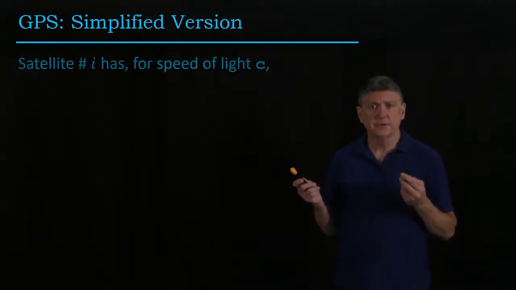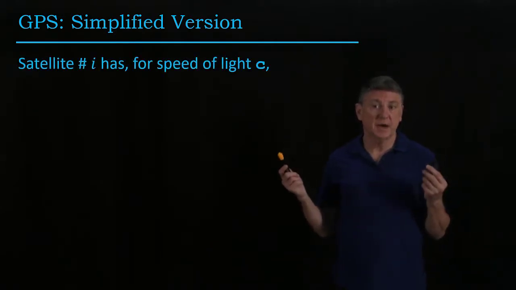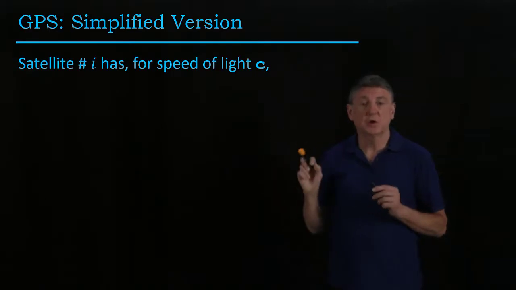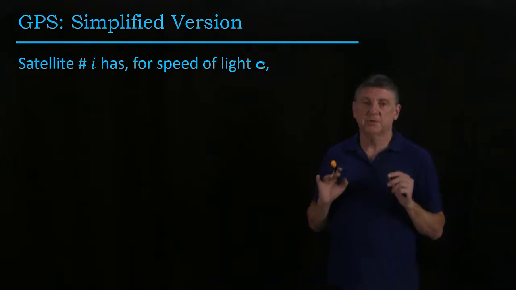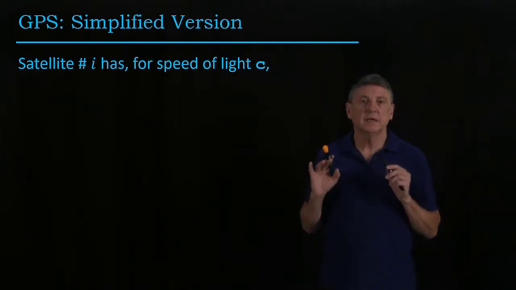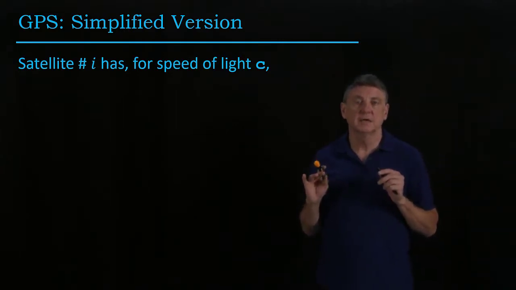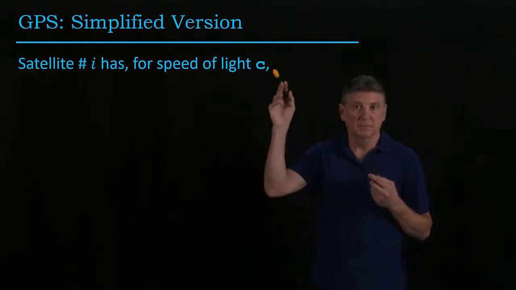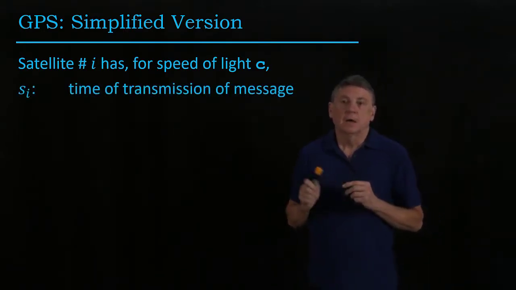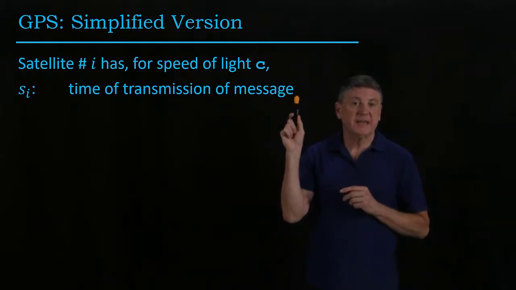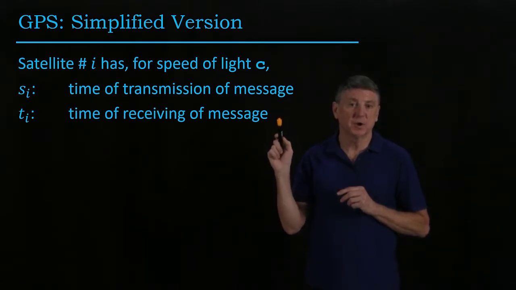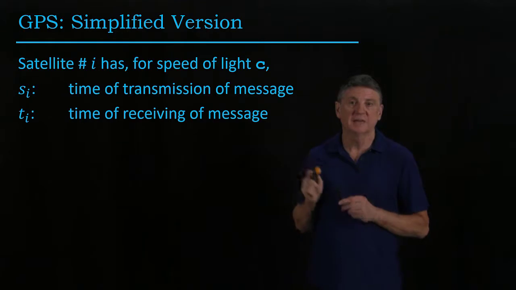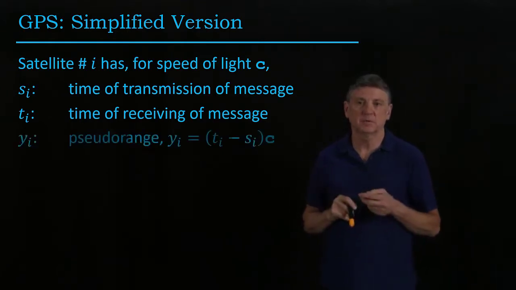So our simplified version of the GPS is that for satellite i, we're going to assume that the speed of light is constant, which is not a completely appropriate assumption, but in the reference material for this class, you can find more details on that. We can represent s sub i as the time that this message was sent from the satellite. We can say t sub i is the time that the receiver got it. So each one of these we're assuming has a really good clock. It's some kind of atomic clock, for example.